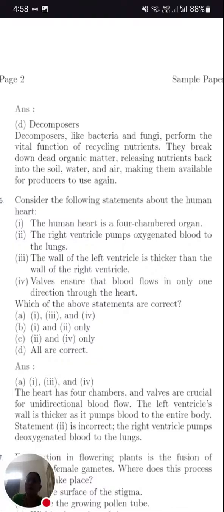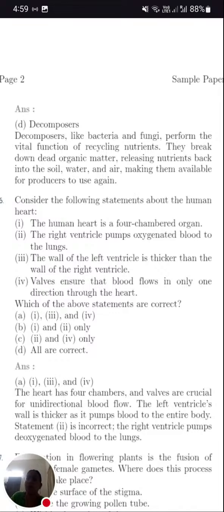So why is there a wall difference? The wall of the left ventricle is thicker than the right ventricle. In the right, they are getting impure blood. It need not pump hard to send it to the lungs for purification. Whereas the left ventricle needs to pump hard, as from there the blood will be supplied throughout the body.